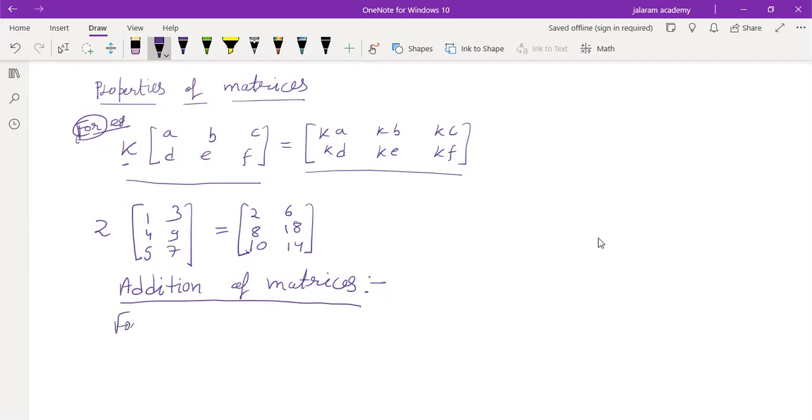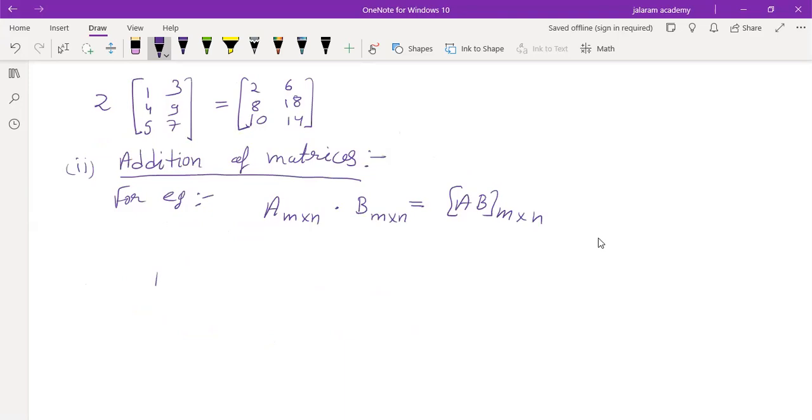For example, write the rule number 2. Two matrices can be added only when their orders are same. For example, if we want to add a matrix of order m cross n with another matrix, then its order must be m cross n, and this will also be equal to the order of their sum. Is that clear to you?